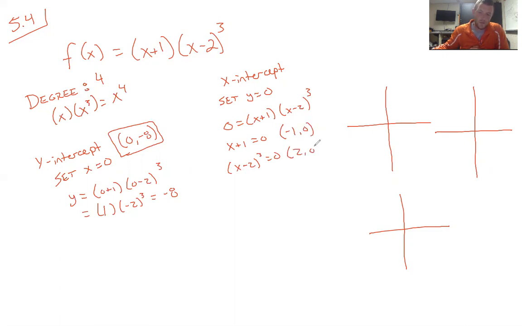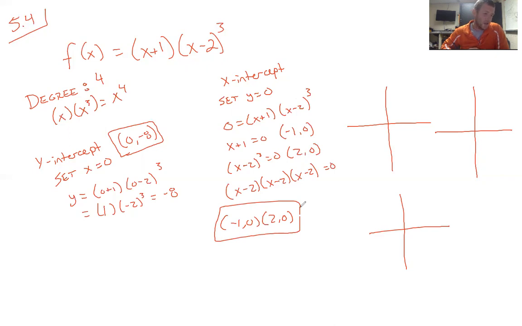But notice, this one's cubed. So it could be 2 the first time. So this technically says x minus 2 times x minus 2 times x minus 2 is equal to 0. So how many times would this be 2? That would be 3. So that's why these are 3 solutions and that's 1. But technically your x-intercepts are going to be negative 1 and 2, 0. So those would be those 2.